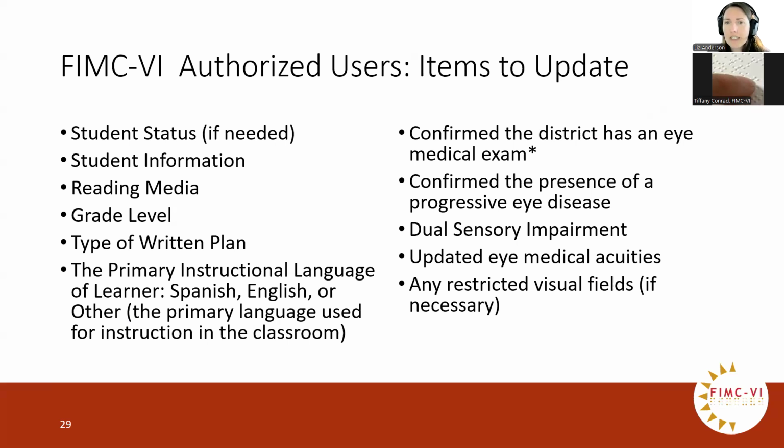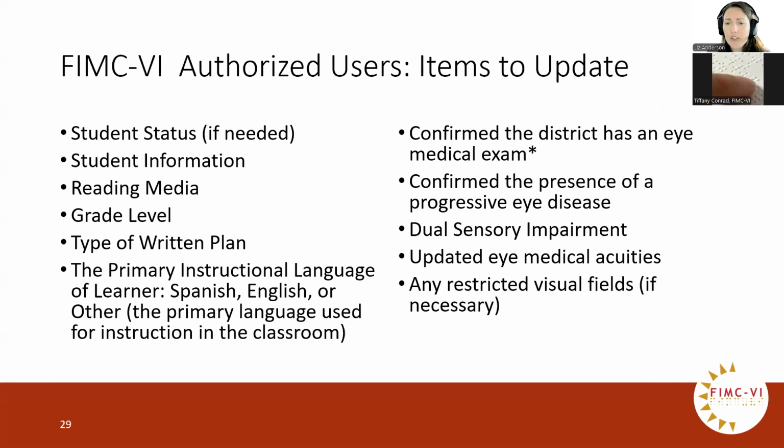So student status, this is one of the different things when we're doing annual census. So this is where you can update the student if they're no longer in your district. You can pick what their status is, why they moved away from your district, and then you don't have to do anything else for that student.